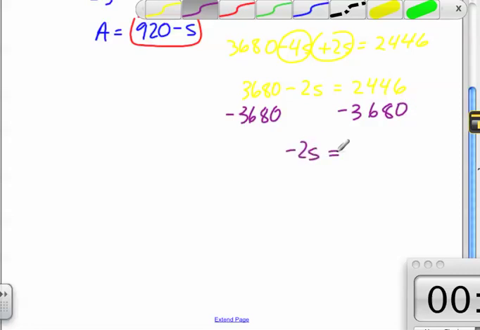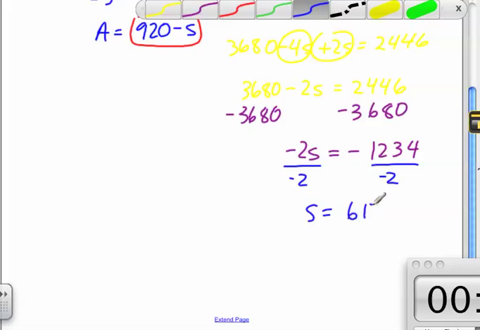Hang on. Oh, here's my trusty calculator. So I'm going to get negative 1,234. Then I need to divide both sides by negative 2, I'm sorry. And I get s is equal to 617.